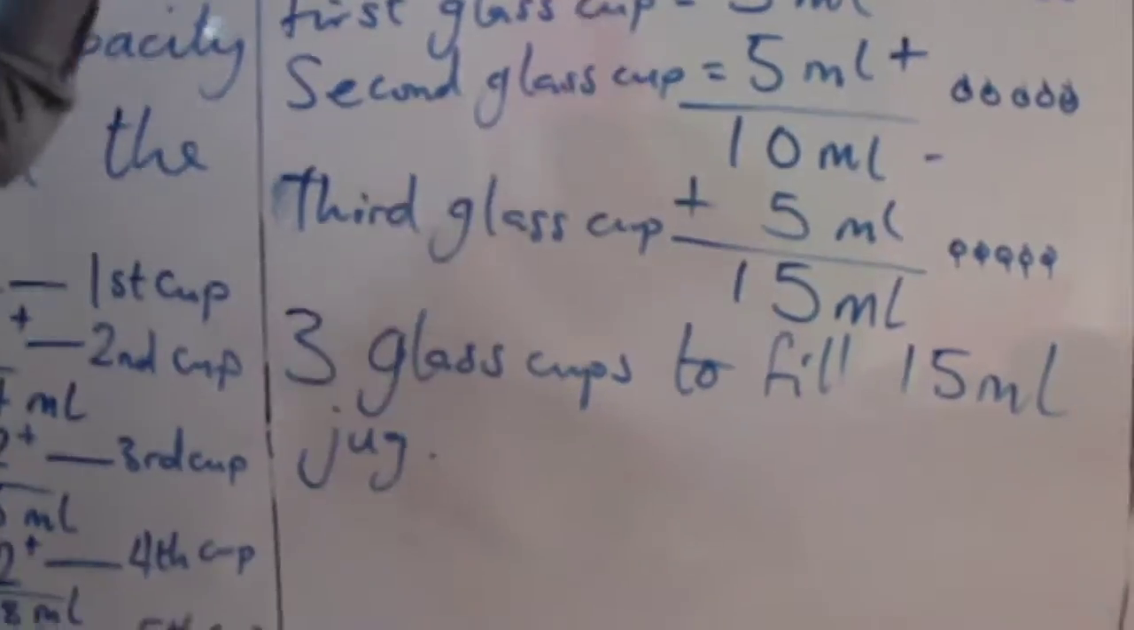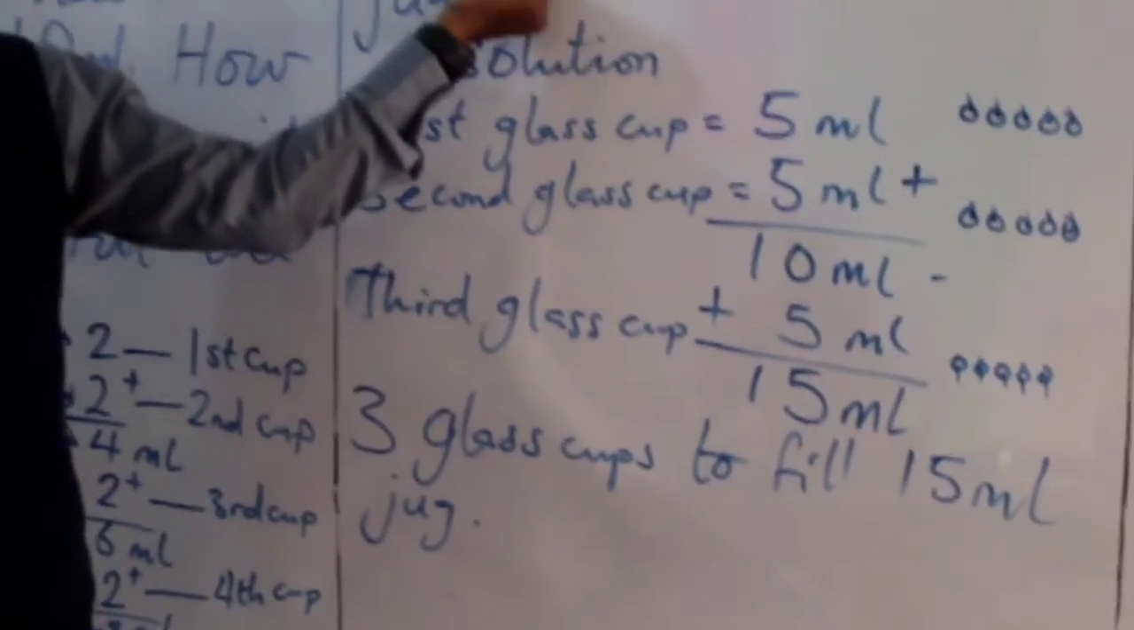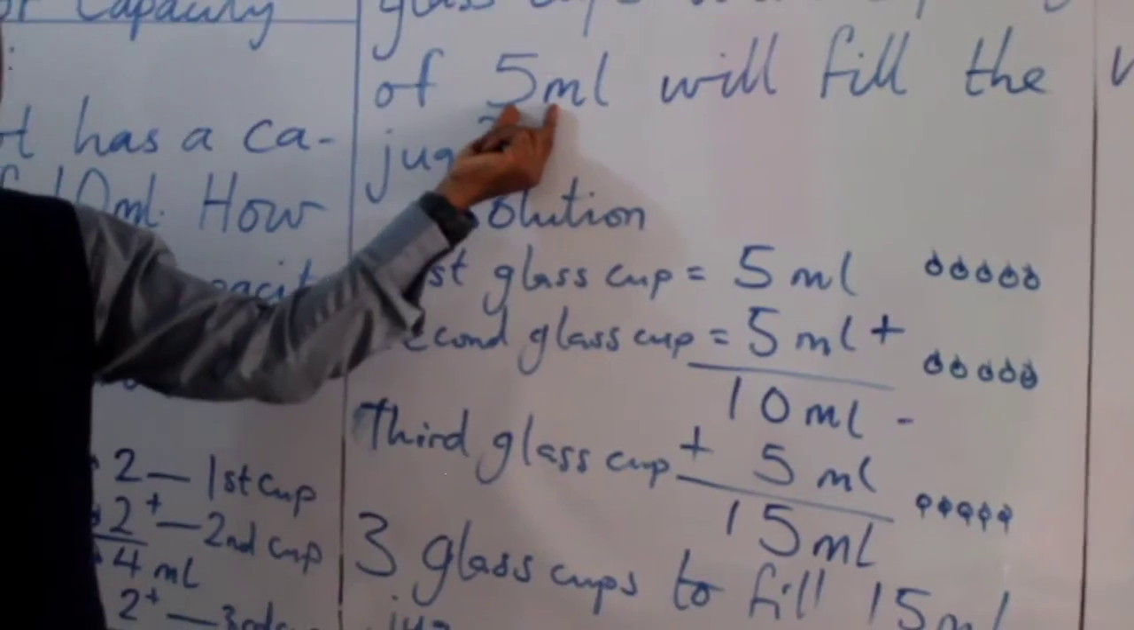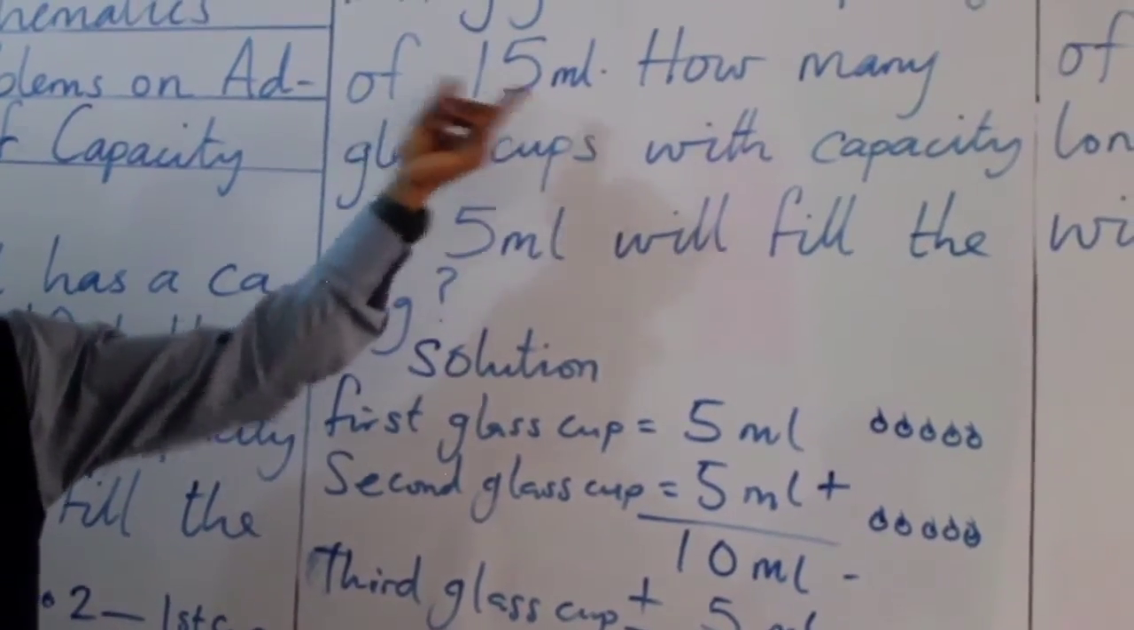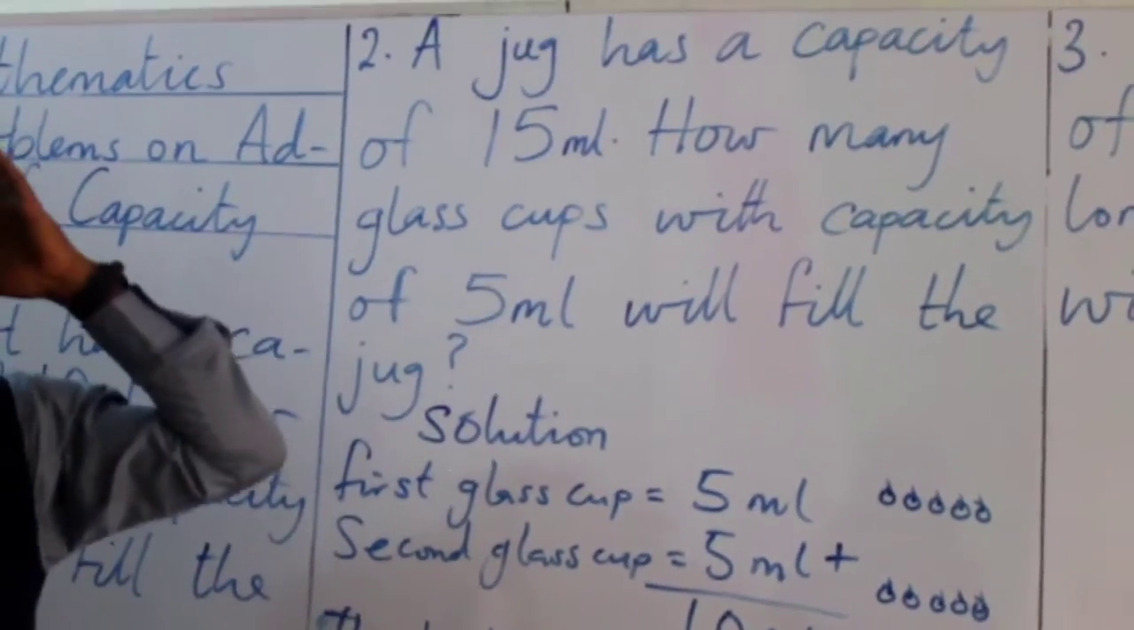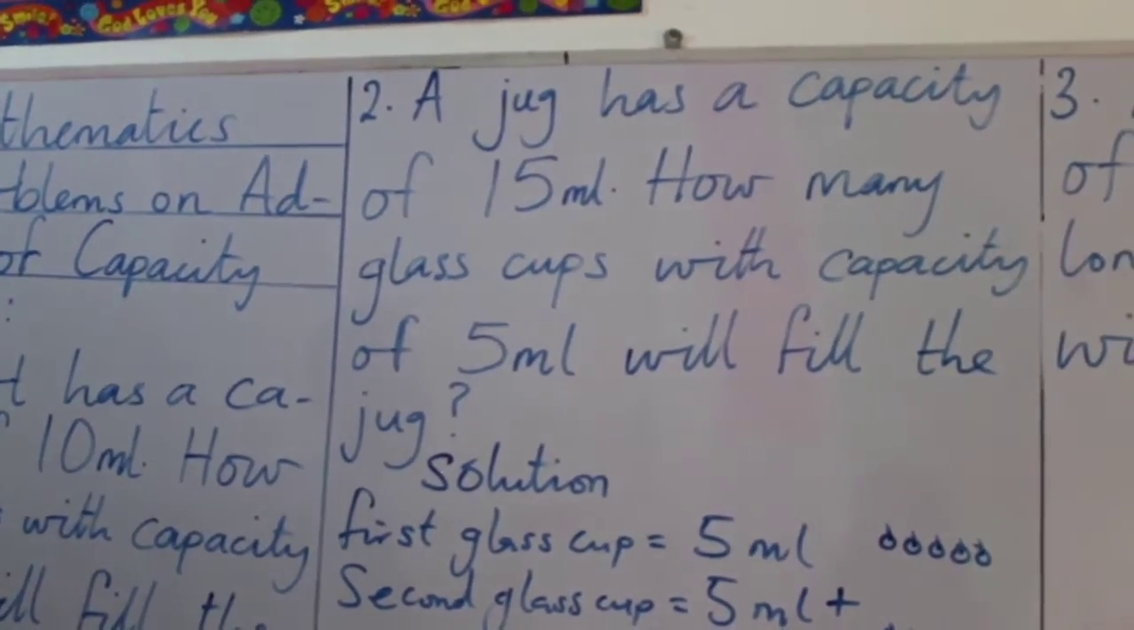We are working with 5 milliliter. So we need 3 of these 5 milliliter capacity to fill the 15 milliliter capacity of this jug. So with this we go to the third word.